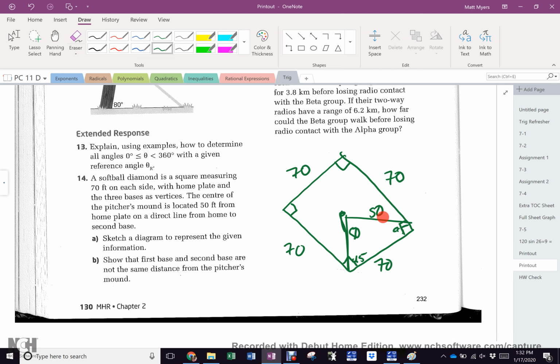That this pitcher's mound is halfway to second base. Is it? You don't know. It's 50 from home. We don't know how far it is to here, right? This is 50. How long is this side? 70. This is 45 for sure. So what are we going to use to find this distance? Angle, side, angle, side. What do we use?